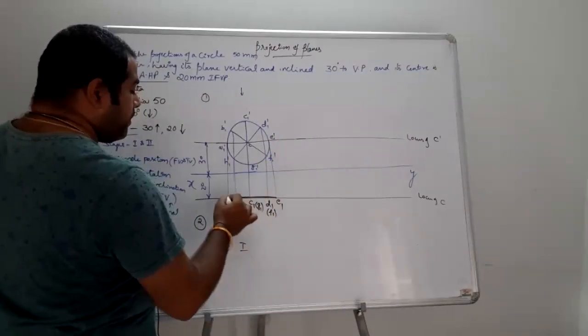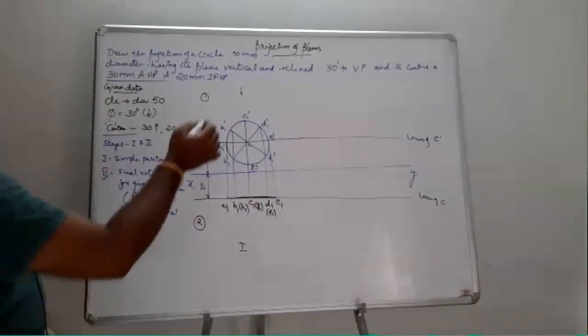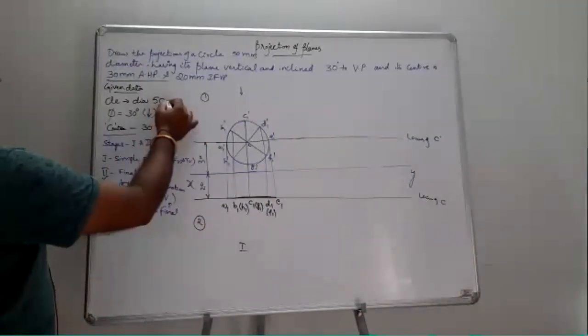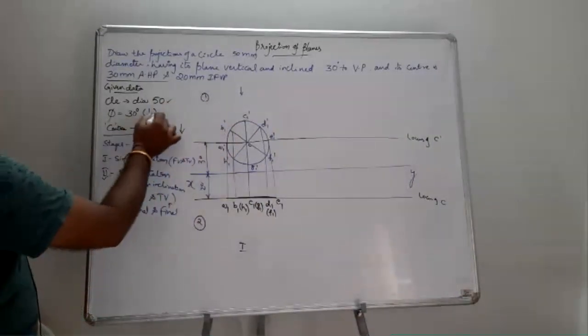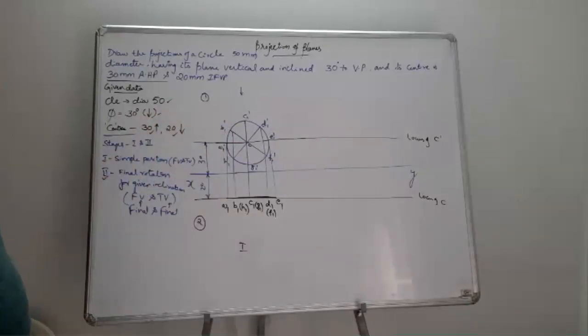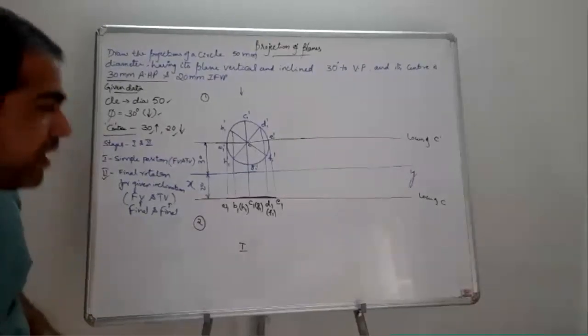Next, the second stage. What is the second stage? The first stage is complete: in the simple position we obtained the front view and top view. For the second stage, we already considered this and completed the circle. Next, the given inclination is 30 degrees to VP. The VP inclination always comes below the XY line.